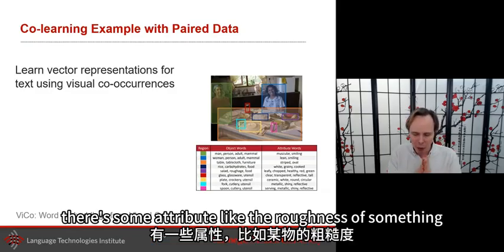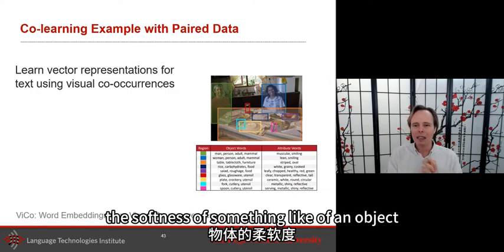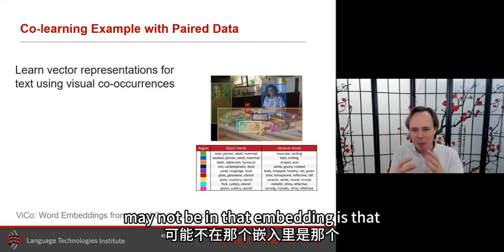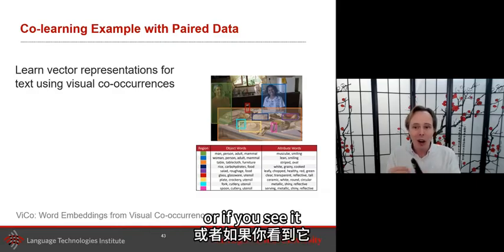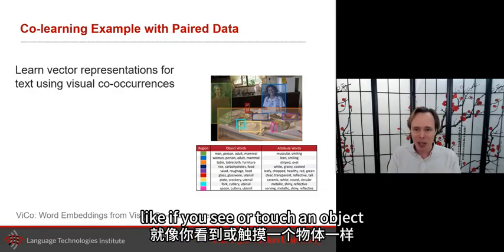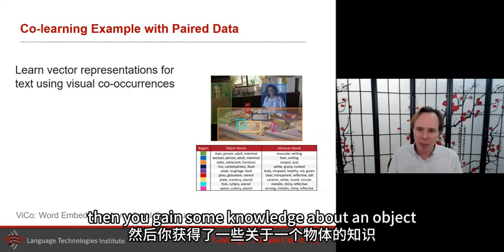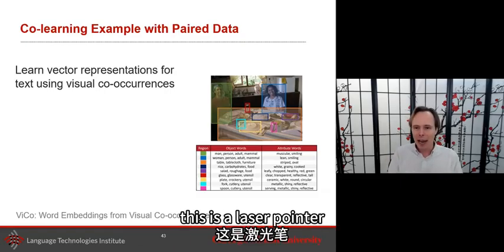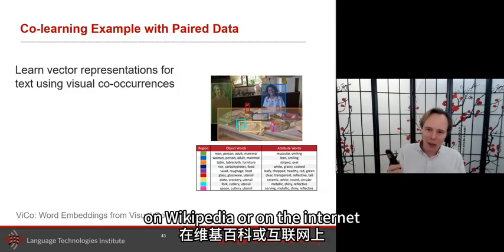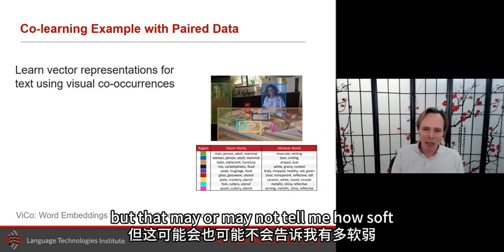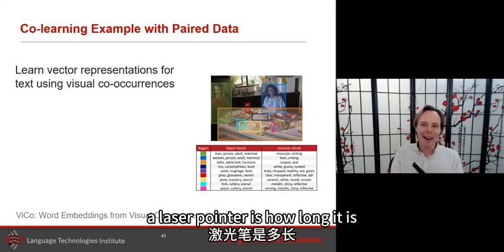There's some attribute, like the roughness or softness of an object, that may not be in that embedding. That knowledge is a lot easier to gain if you touch it or see it. If you see or touch the object, then you gain some knowledge about it. This is a laser pointer. I can see where I use "laser pointer" in every sentence on Wikipedia or on the internet, but that may or may not tell me how soft a laser pointer is, how long it is.